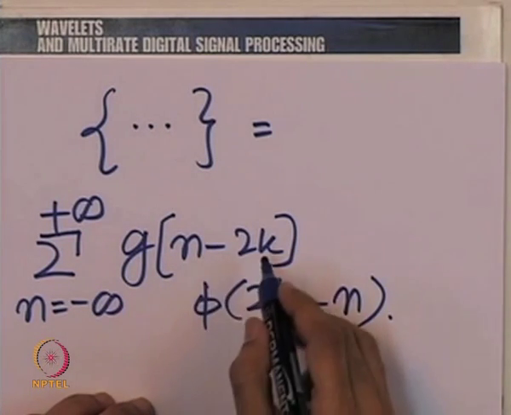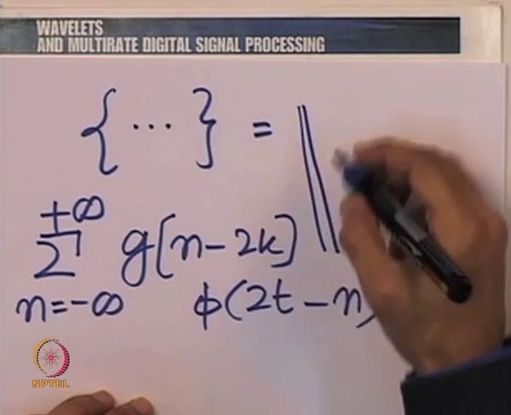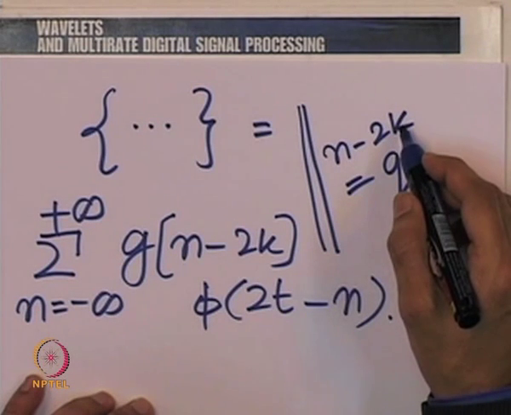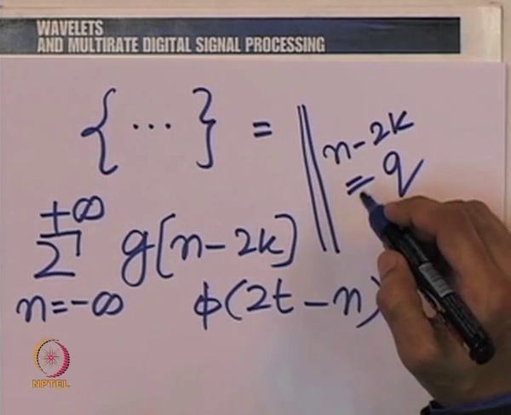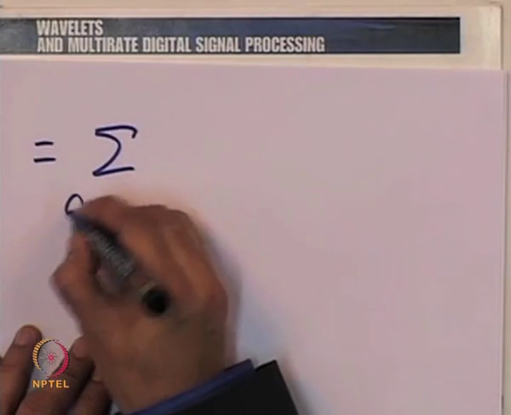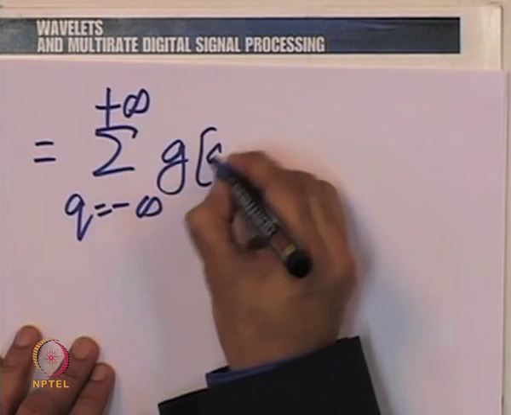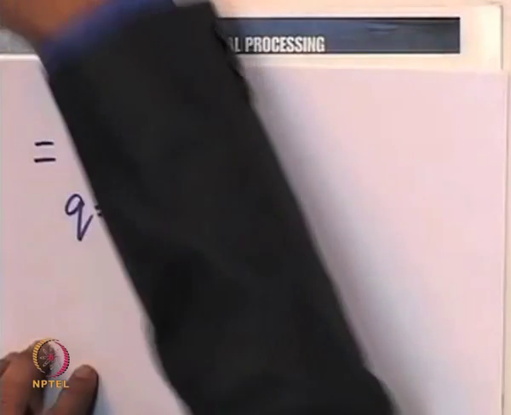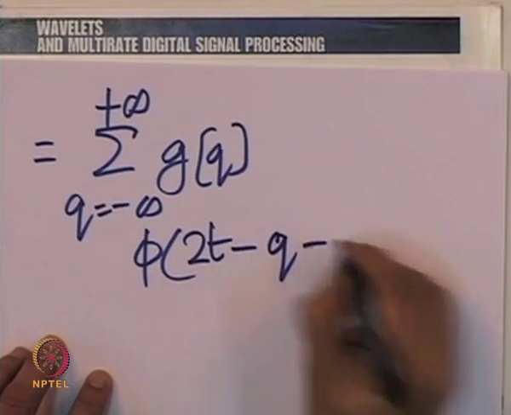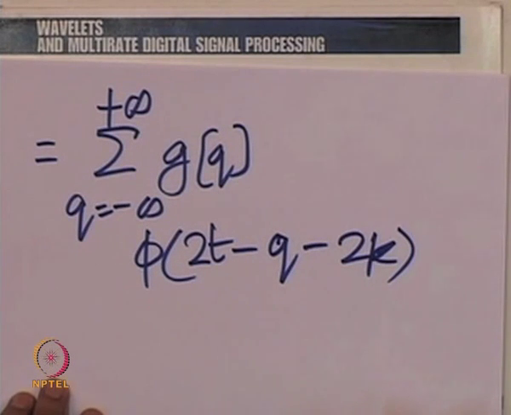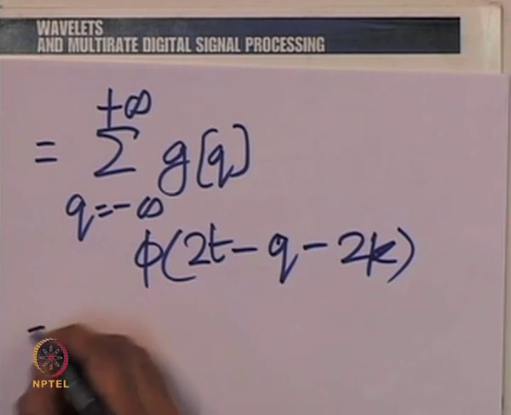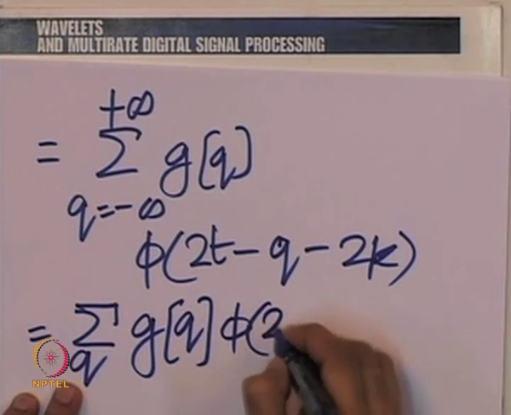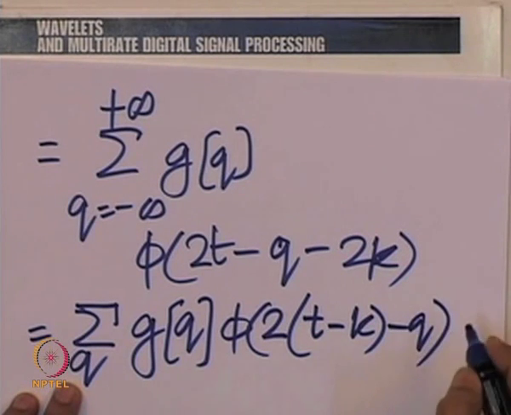And now we play the standard trick. K is fixed here. So, let us put n minus 2 k equal to another variable. Let us call it q. Since k is fixed, when n runs over all the integers, so does q. And therefore, we can rewrite this as summation q running over all the integers, g of q phi of, now well, n is clearly q plus 2 k, and therefore, we have 2 t minus q minus 2 k here. And now, we can take 2 common from this and write summation on q, again over all the integers, g of q times phi 2 t minus k minus q. Very interesting.